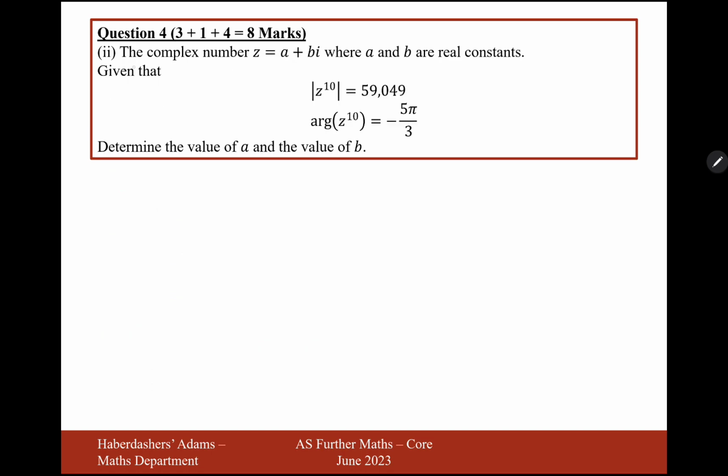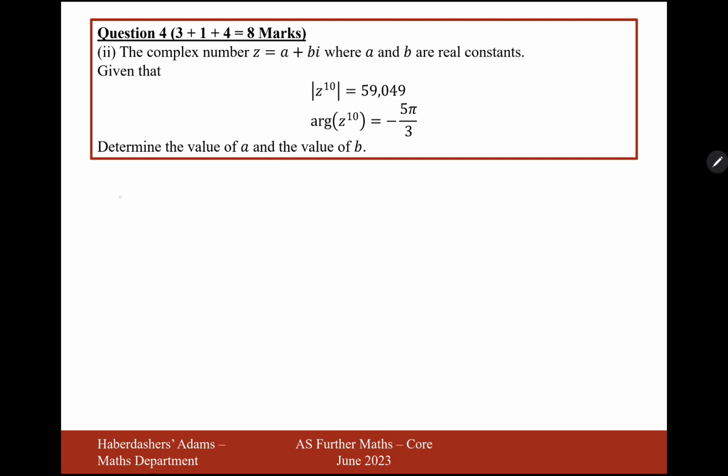Let's move on to part C. Now the complex number z equals a plus bi, where a and b are real constants. Given that z to the power of 10 is equal to this, and arg of z to the 10 is this, determine the value of a and b.